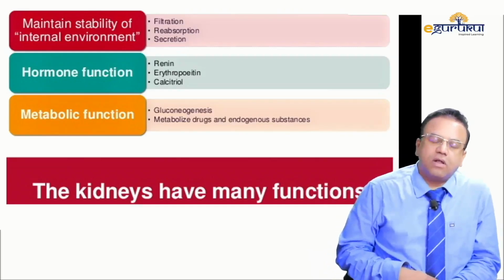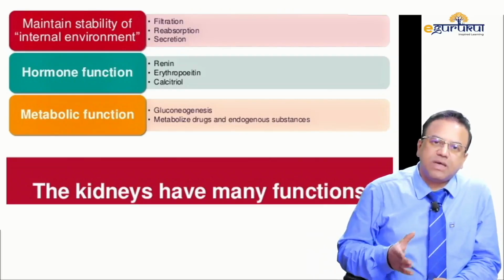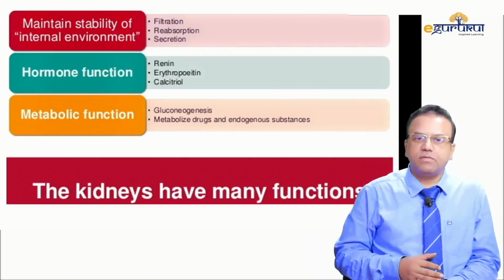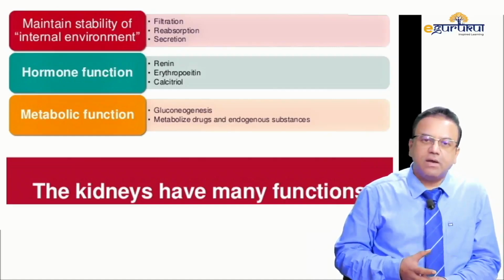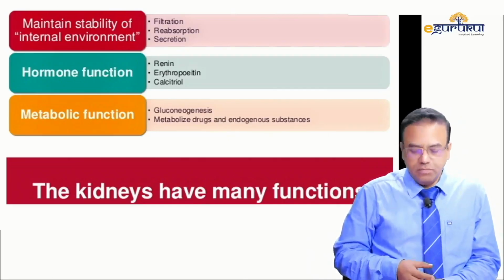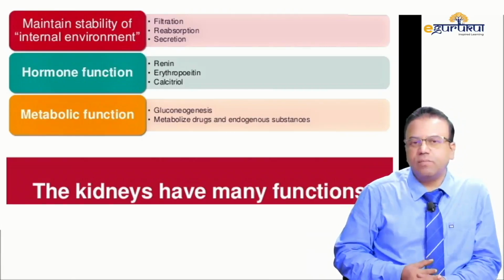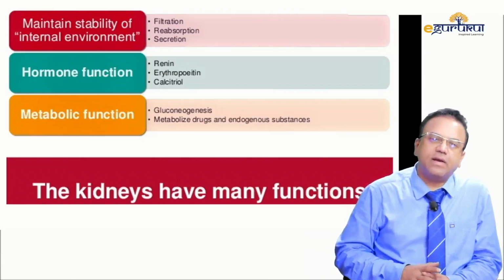Calcitriol: the conversion of inactive vitamin D to active vitamin D happens in the kidney. Metabolic functions include gluconeogenesis. It metabolizes many drugs and endogenous substances. So you see a lot of functions the kidneys play, and all of these will get dysregulated in a patient who starts developing CKD.